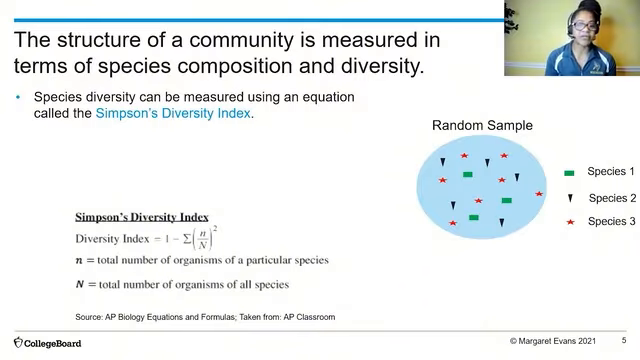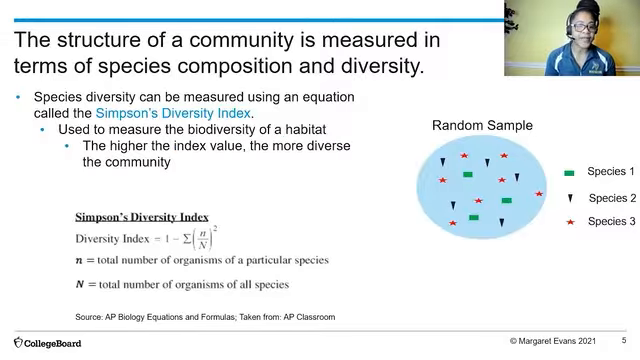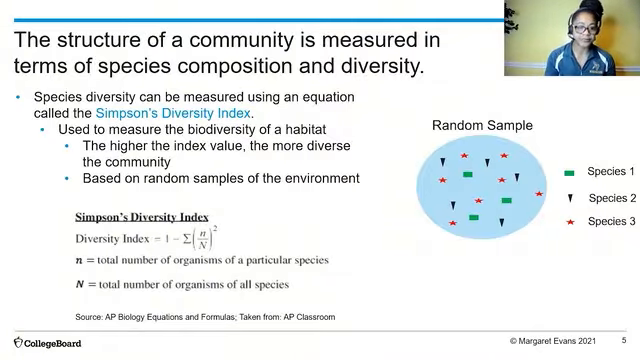And we use something called the Simpson's Diversity Index to measure species composition and diversity. So, what does this measurement tool actually indicate? It's used to measure the biodiversity of a habitat, how much diversity we have within that particular area. And the higher the actual index value, we would say the more diverse the community is.